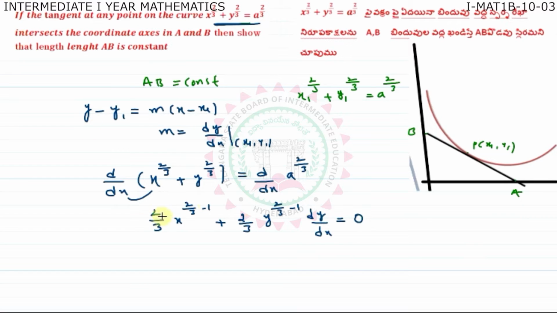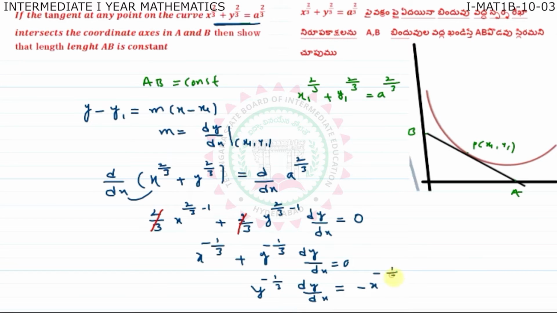And then here also this 2 by 3 and 2 by 3 get cancelled. x to the power of 2 by 3 minus 1, after simplification, I will get this as x to the power of minus 1 by 3, plus y to the power of minus 1 by 3 into dy by dx is equal to 0. Now y to the power of minus 1 by 3 into dy by dx is equal to minus x to the power of minus 1 by 3.